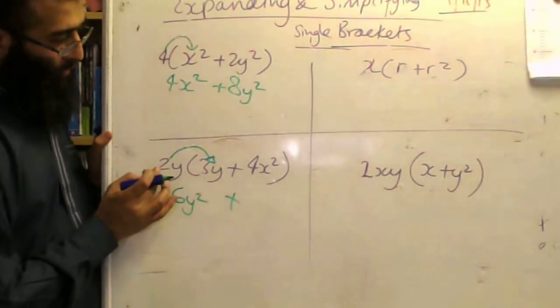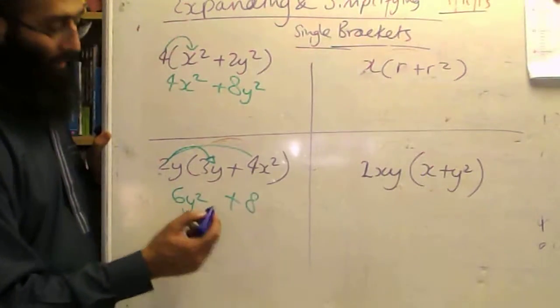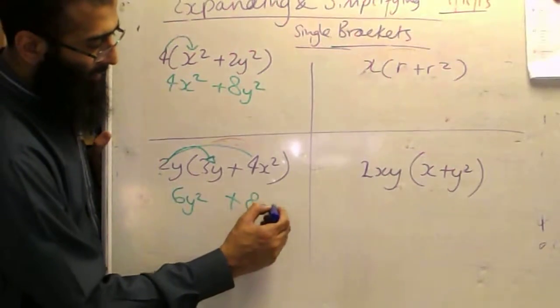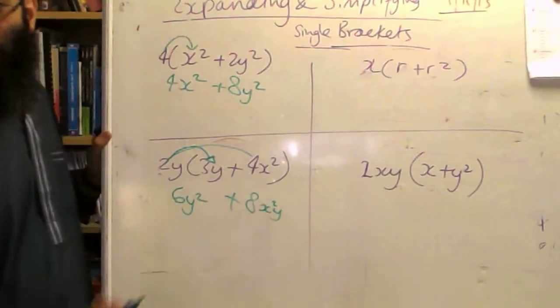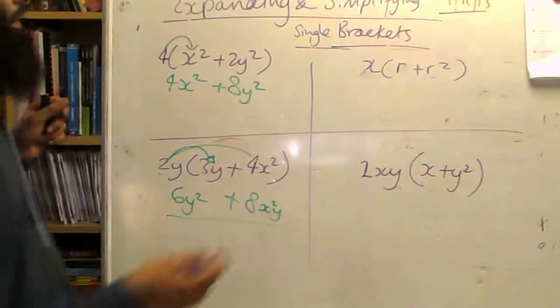Now you have 2 times the 4 will give us 8. And then we have y times x squared will give us x squared y, or y x squared, it doesn't matter. There you go.